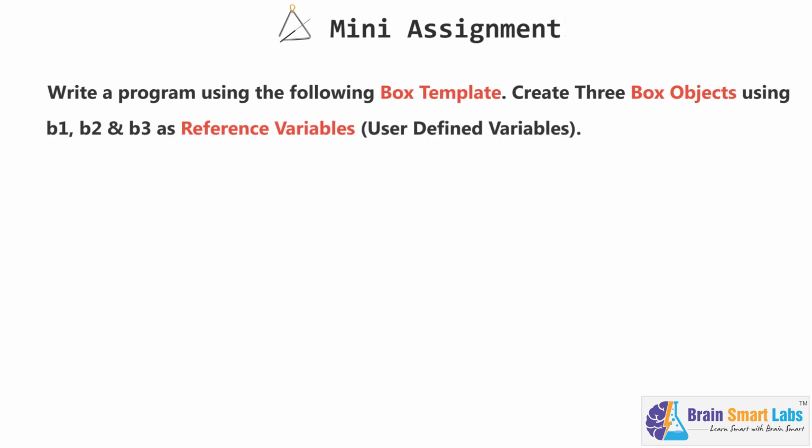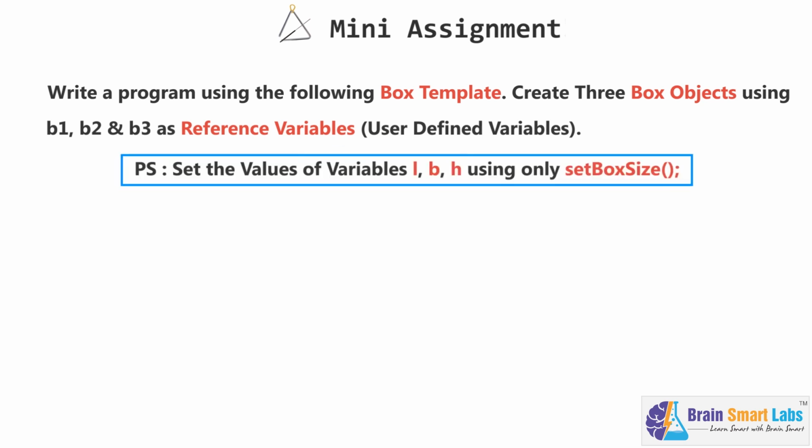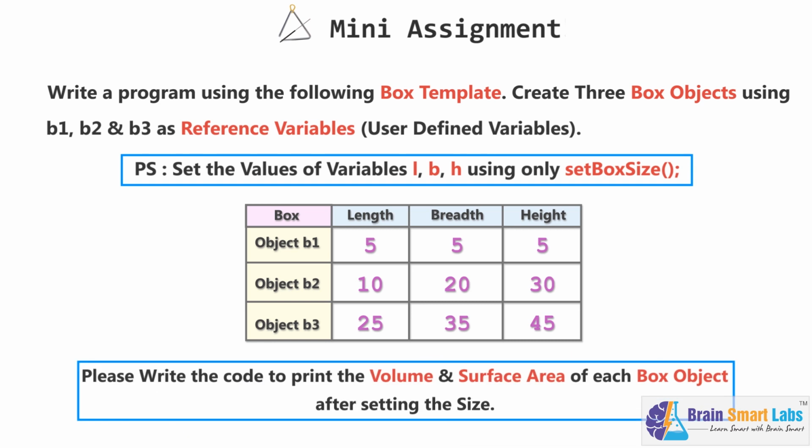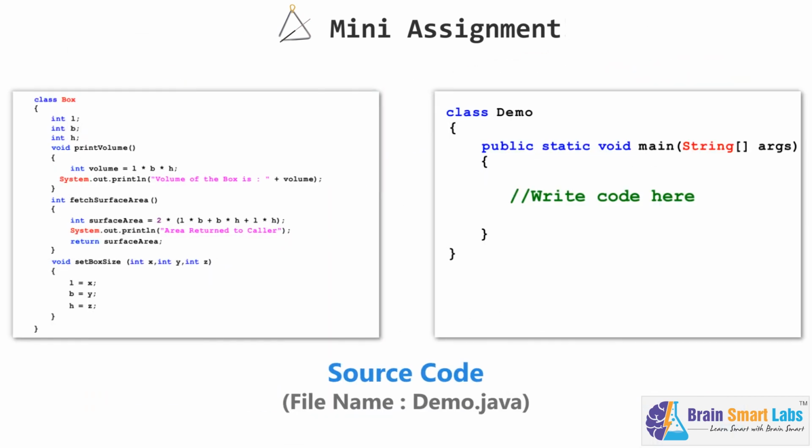Write a program using the following box template. Create 3 box objects using B1, B2 and B3 as reference variables, aka user defined variables. PS. Set the values of variables L, B and H only by using setBoxSize method and not by any other means. The assignment is not over yet. Once you finish writing the above code, do write additional code to print the volume and surface area of each box object after setting the size. The answer key for this program will be given to you at the end of this video.